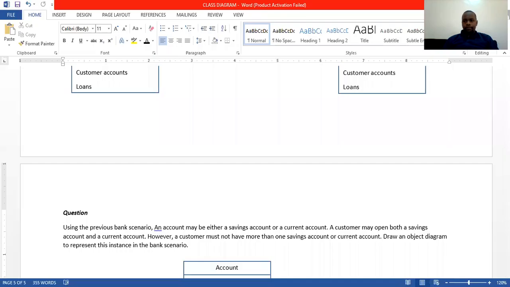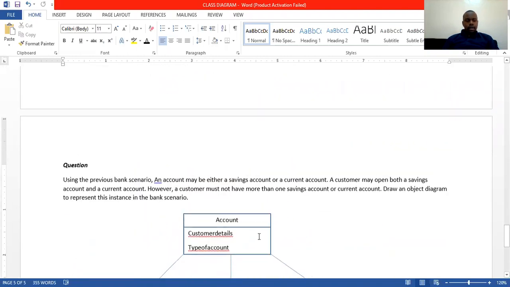So the question that I had given, let me share it here. It says, using the previous bank scenario, an account may be either a savings account or a current account. A customer may open both a savings account and a current account. However, a customer must not have more than one savings account or current account. Draw an object diagram to represent this instance.